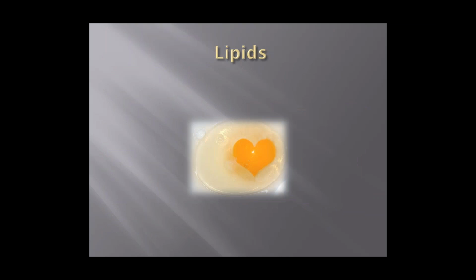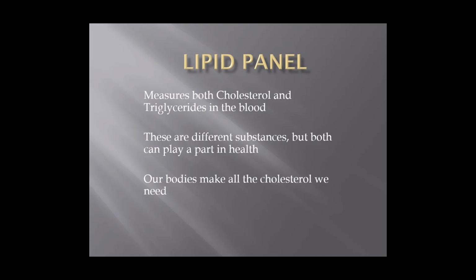So let's just get started on a little explanation of lipids or a lipid panel and what that includes. A lipid panel measures both cholesterol and triglycerides, and they're included together because they are both kind of a waxy substance or a fat-like substance in the blood, but they are different substances. We make the cholesterol that we need, and triglycerides are more of a storage system, so it's not actually that we're producing. It really just depends on what our intake is.